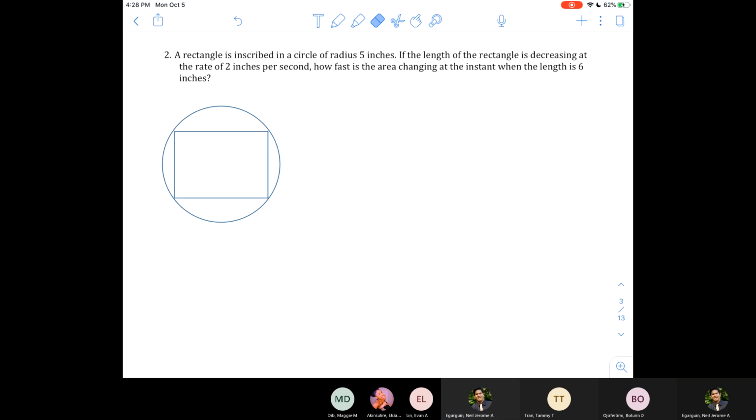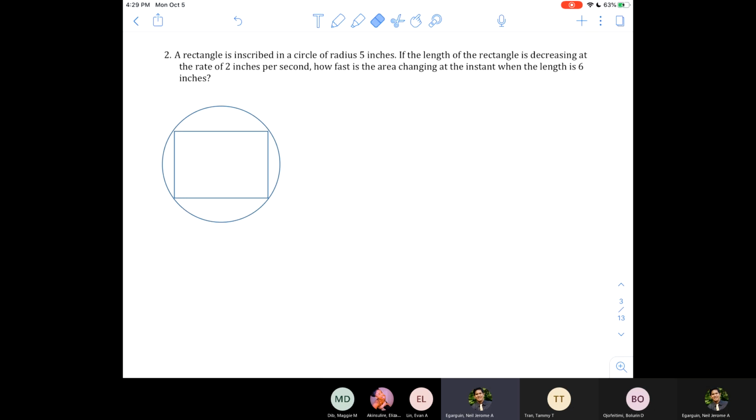Right. Problem number 2. A rectangle is inscribed in a circle of radius 5 inches. If the length of the rectangle is decreasing at the rate of 2 inches per second, how fast is the area changing at the instant when the length is 6 inches? Okay. So I drew here a picture.